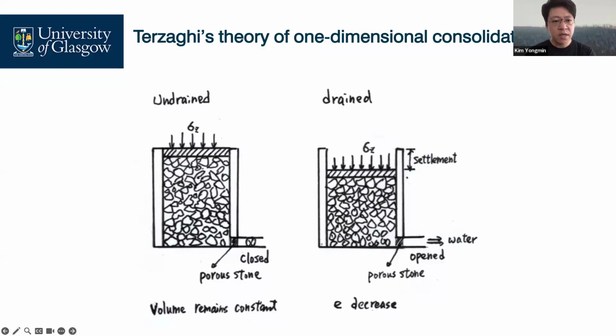On this left-hand side, the valve is closed. Is it simply open and close, open and close? No. Most of the phenomena happen in this way, but sometimes we consider undrained. This is a drain, where water should be drained out. That's why we call it the drained condition.